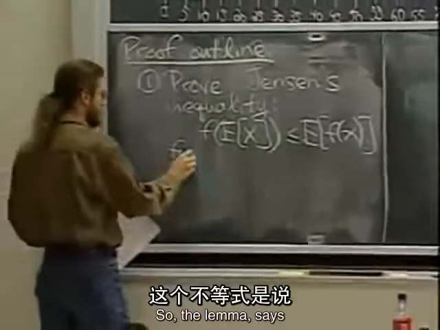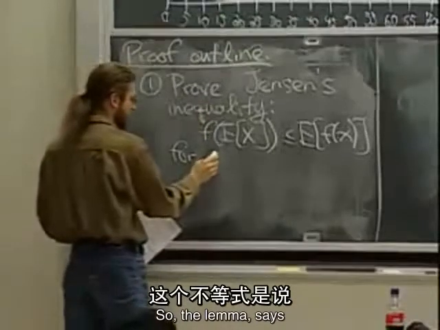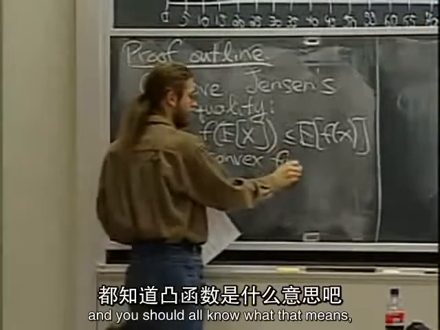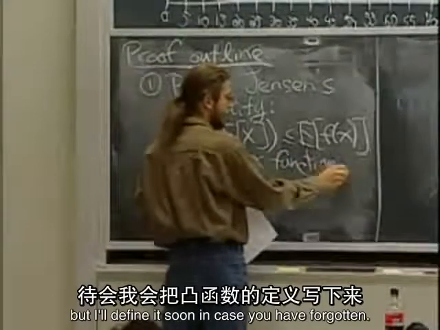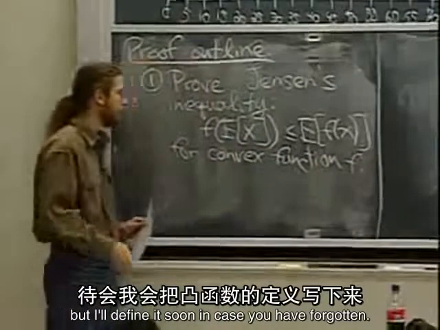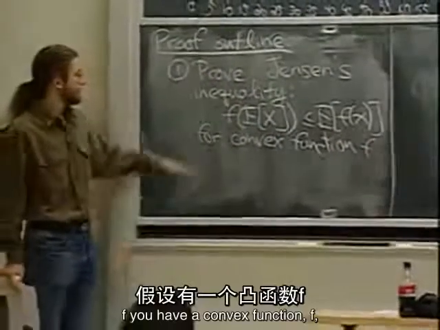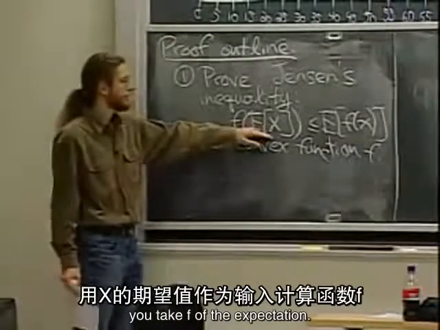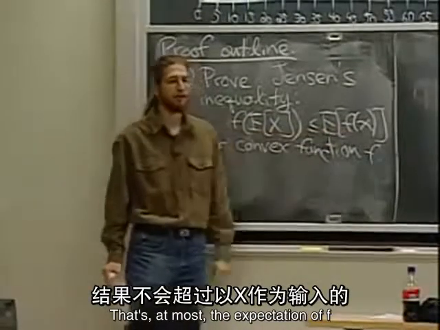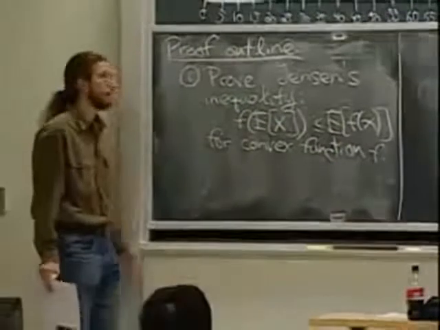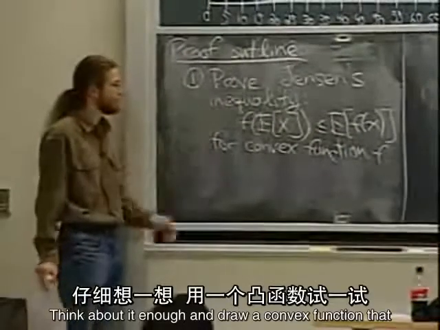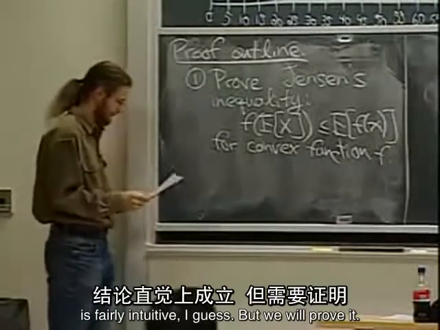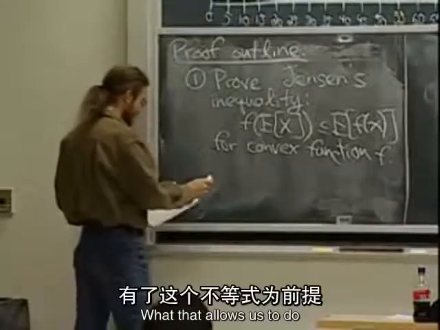So the theorem, or the lemma, says that if we have what's called a convex function f, and you should all know what that means, but I'll define it soon in case you've forgotten, and we have a random variable x, then f of the expectation is at most the expectation of f of that random variable. Think about it enough and draw convex functions. That is fairly intuitive, I guess. But we'll prove it.